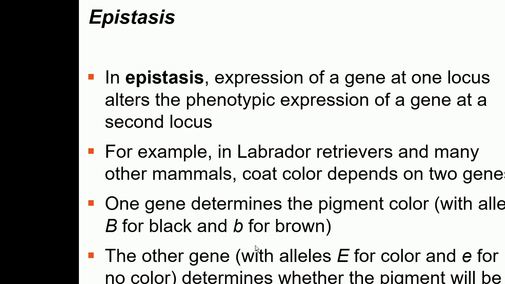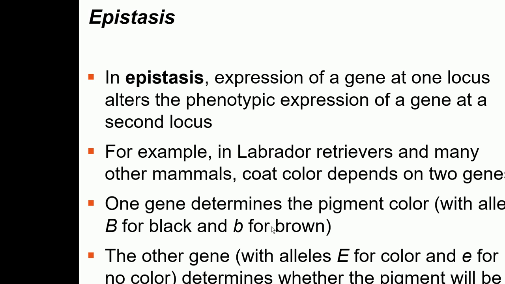And the other gene which is involved is E, with the alleles capital E for color and small e for no color. So the other gene has two alleles, capital E and small e. If the allele is capital E, it means that the pigment will be deposited.